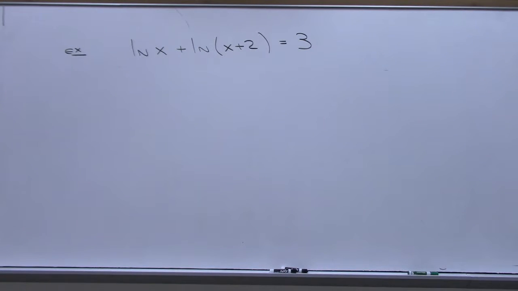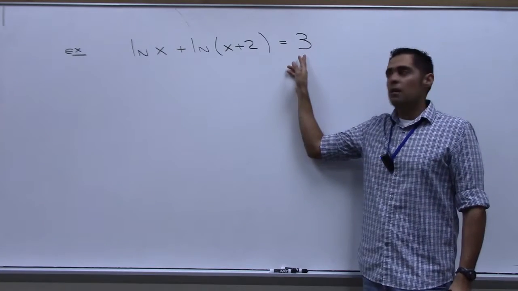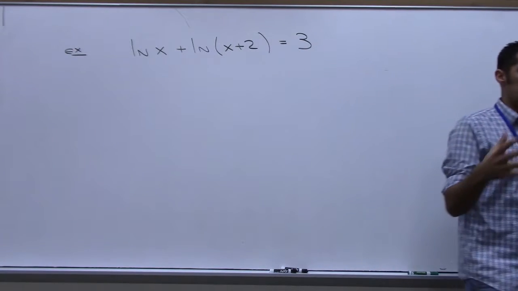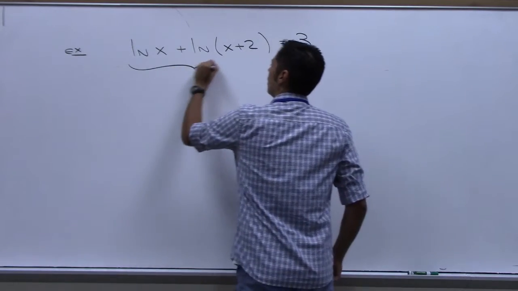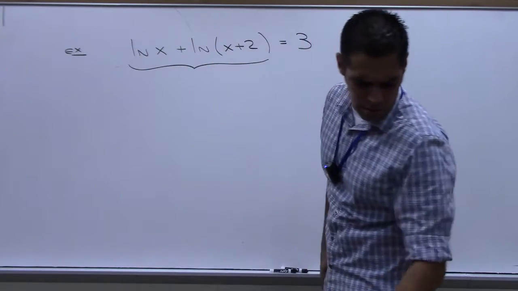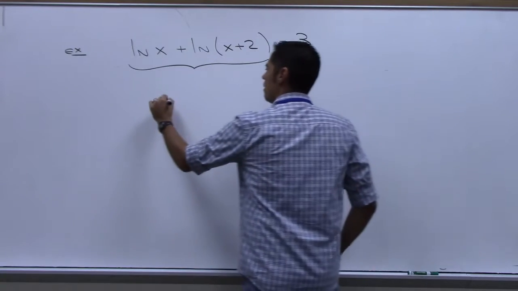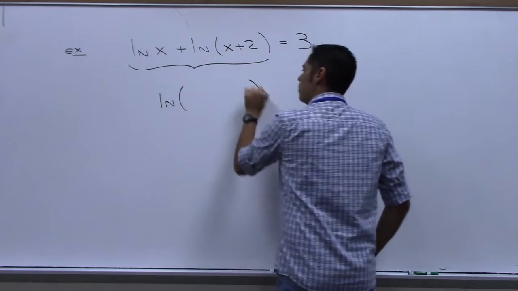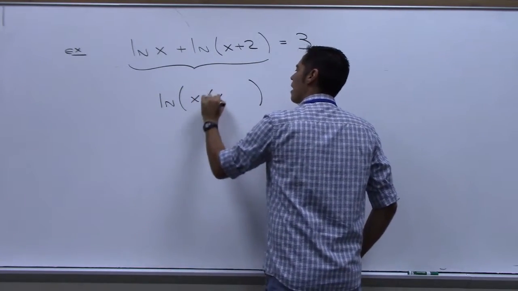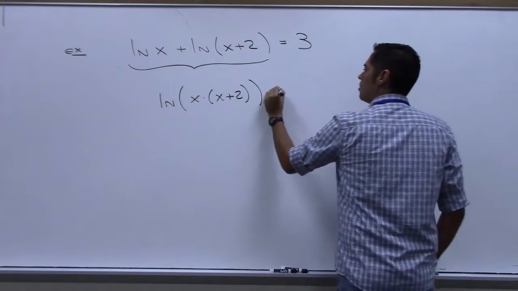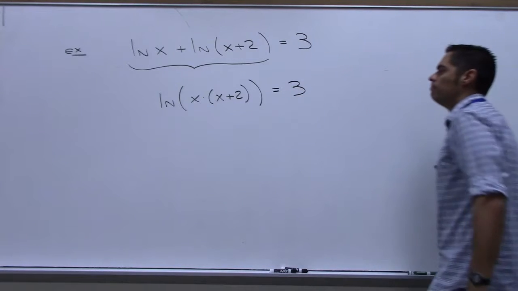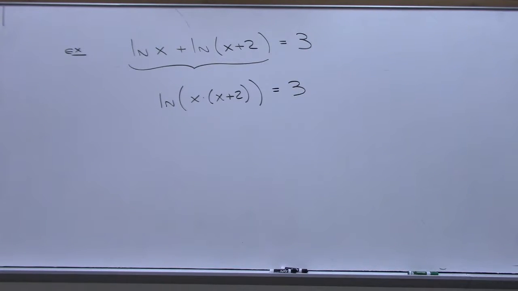All right, you ready? So we do have a number by itself again. And we have two logs with addition that we could put together. So let's go ahead and put those together. That's L1. I'm using L1 here. I have to multiply those two together. So x times x plus 2, and then equals 3. And this is where the wheels start to come off.